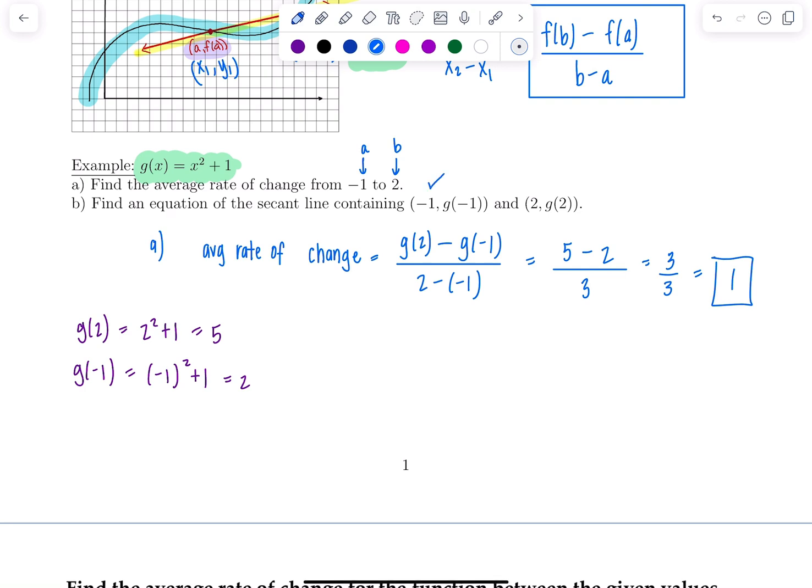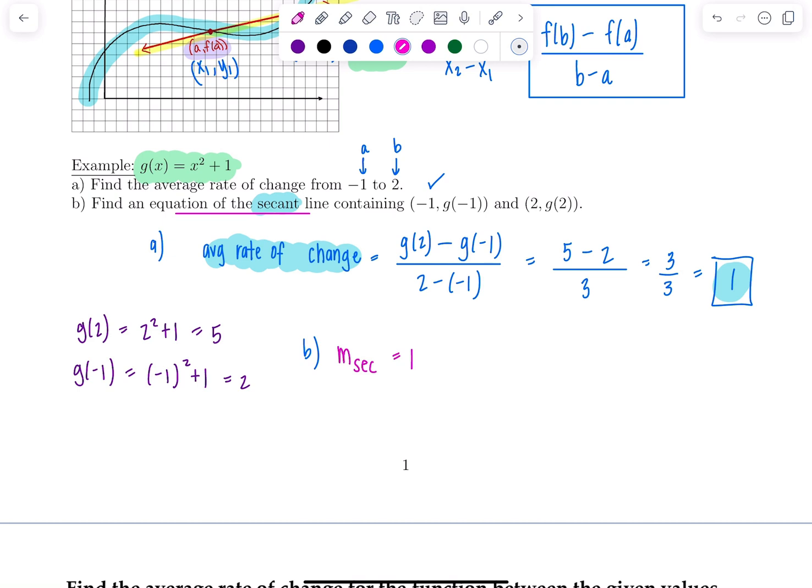Part B, find an equation of the secant line containing (-1, g of -1) and (2, g of 2). Well, to get the equation of a line, you need two things. You need a slope and a point. And I actually already have the slope of the secant line because I have the average rate of change. So 1 is equal to the slope of the secant line. m secant equals 1.